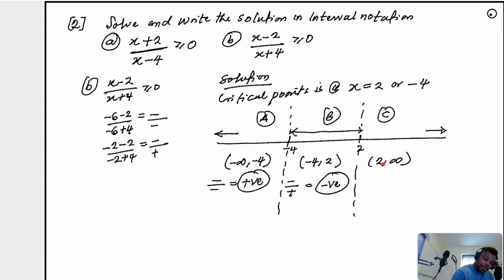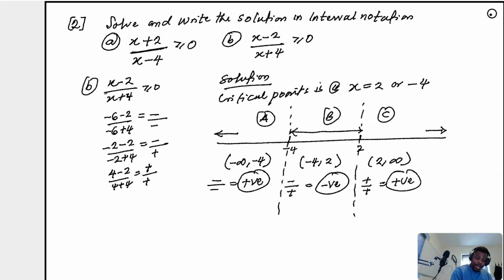The last part, pick a number between 2 and infinity. Let's pick 4. x is 4. So 4 minus 2 and 4 plus 4. 4 minus 2, that is 2, that is positive. 4 plus 4, 8, that is positive. So positive divided by positive, so this is positive.